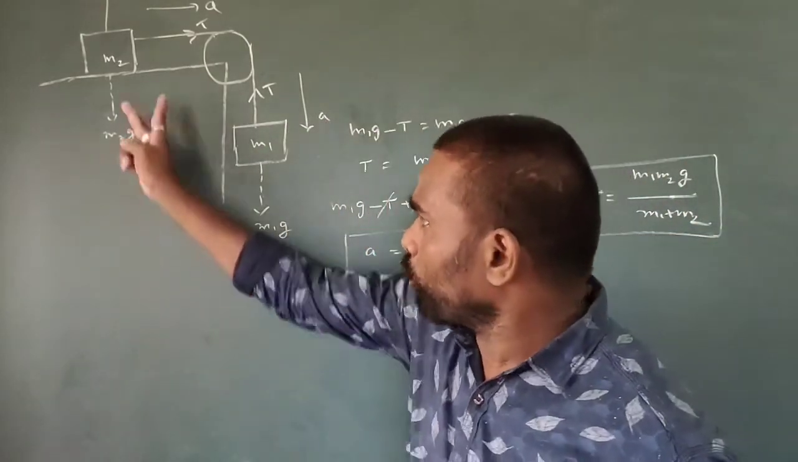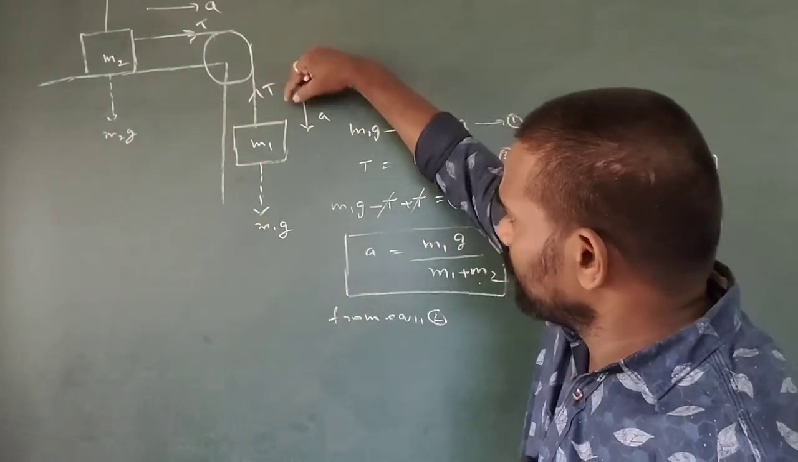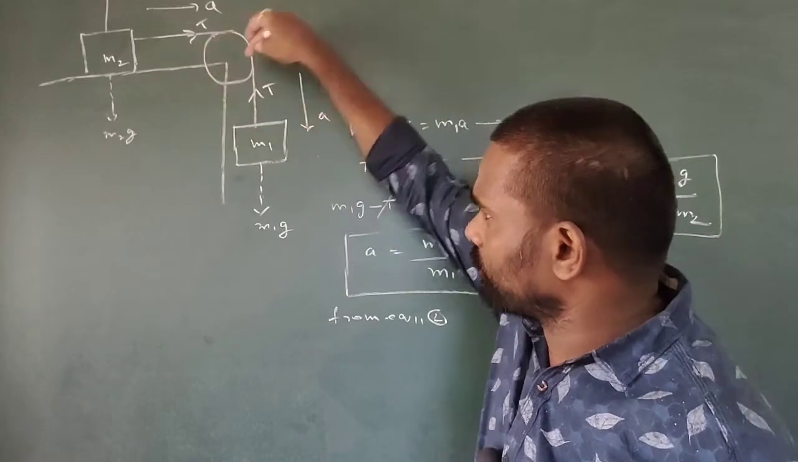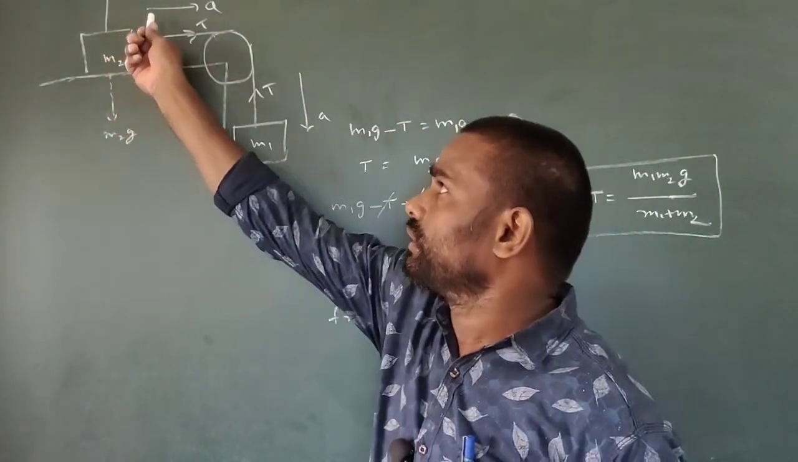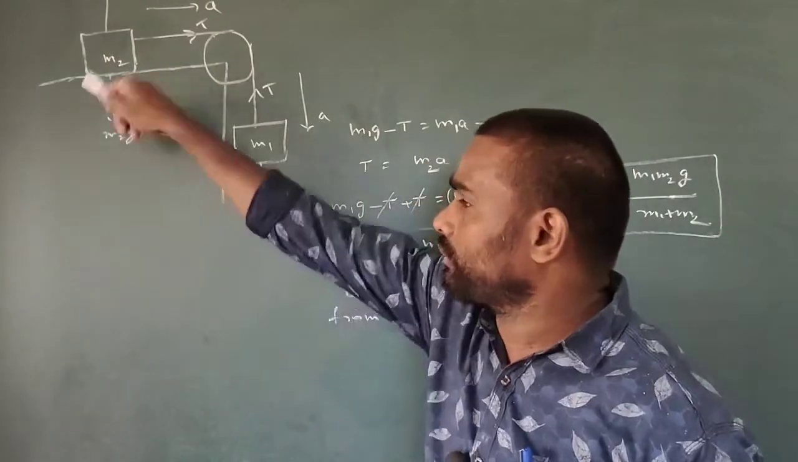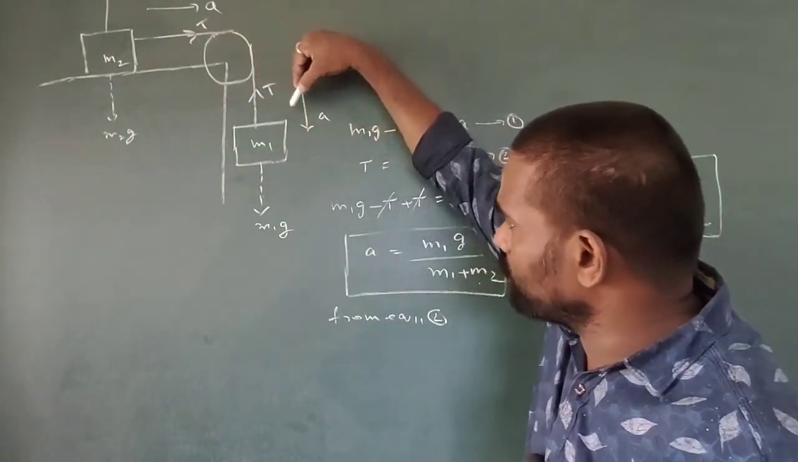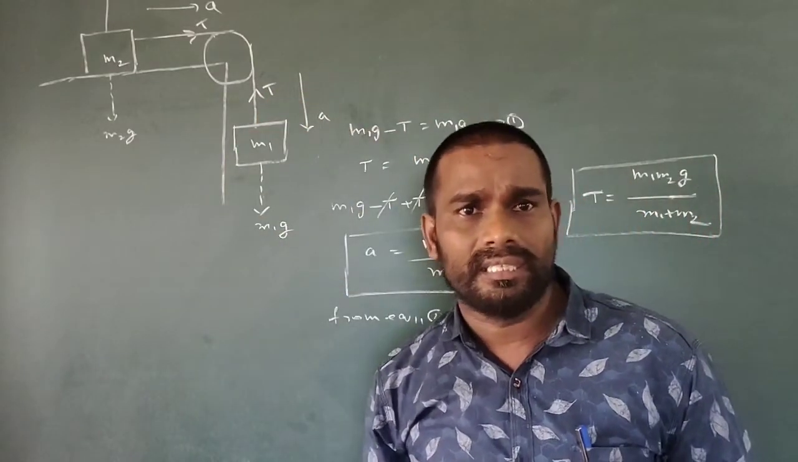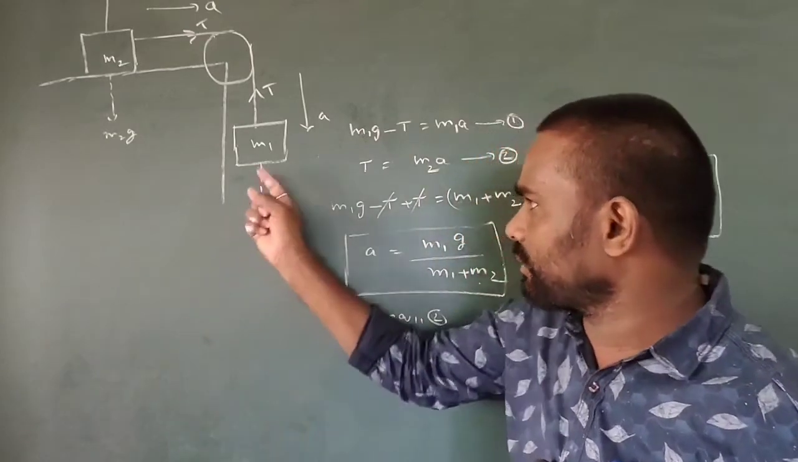Once again, two bodies are connected with a string with the help of a pulley. Here the m1 mass is more than the m2 mass, that's why the m1 mass is moving downward with some acceleration, and the m2 mass is moving rightward from the left side. The tension in the string is T. Then you find the tension force in the string and the acceleration of the bodies.